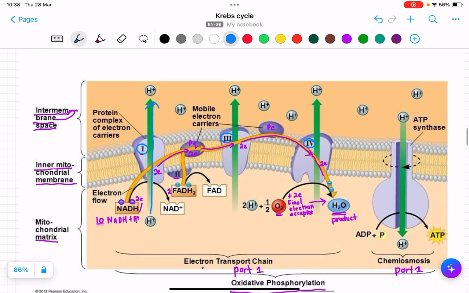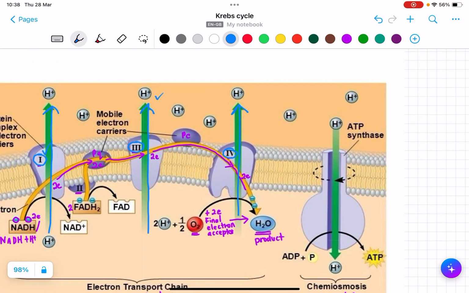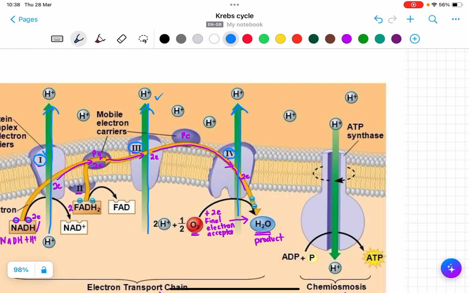from the matrix to the intermembrane space. So, whenever you see the electron moving at the complex, it can pump the hydrogen ion. So, we know complex 1 can pump hydrogen ion, complex 3 also can, and complex 4 can pump hydrogen ion from the matrix to the intermembrane space.